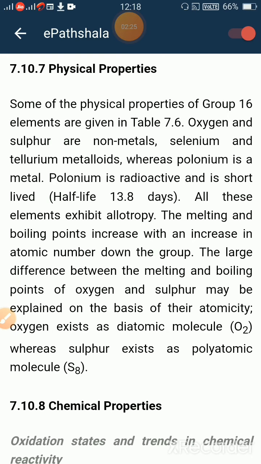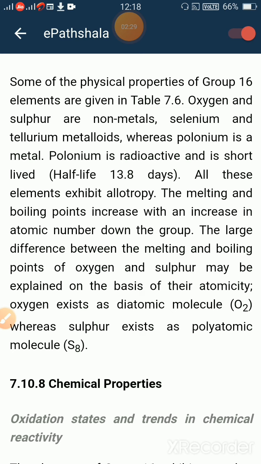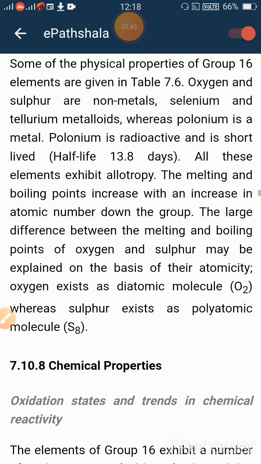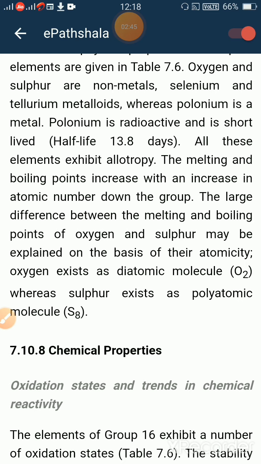The melting and boiling points increase with an increase in atomic number down the group. The large difference between the melting and boiling points of oxygen and sulfur may be explained on the basis of their atomicity. Oxygen exists as diatomic molecule, whereas sulfur exists as polyatomic molecule.